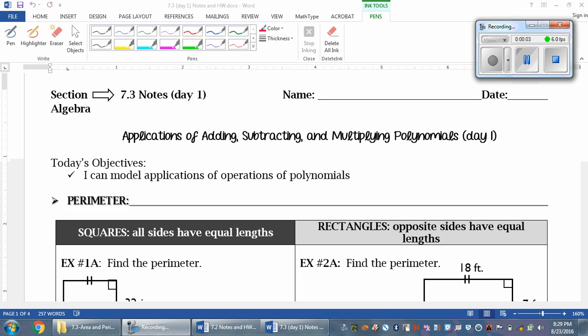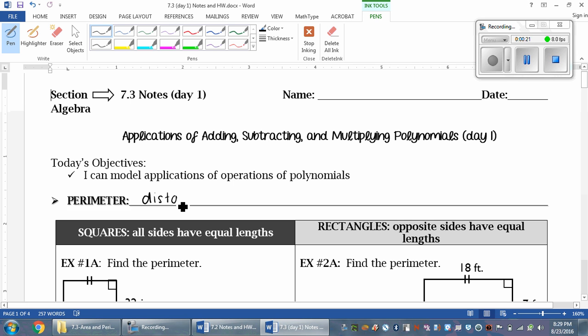Hi again. Today we're going to be working on 7.3 Day 1 notes, which are applications of adding, subtracting, and multiplying polynomials. We're going to start today by going over what it means to be the perimeter. The perimeter of an object is the distance around the outside of a figure. So it's the distance around the outside of the figure.